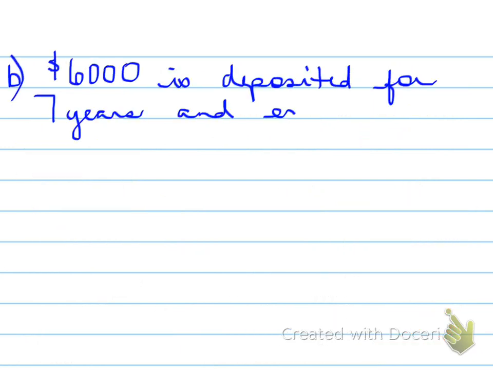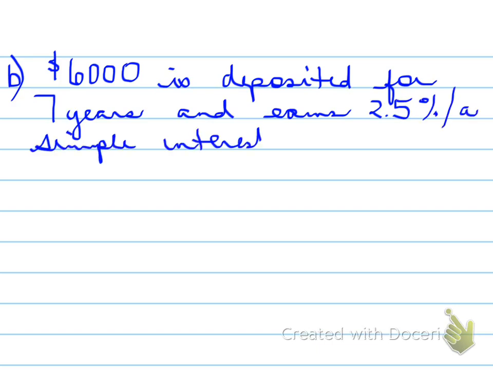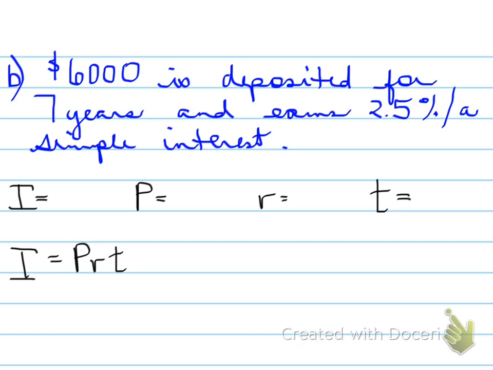All right, let's try another one. Part B, $6,000 is deposited for 7 years and earns 2.5% per annum simple interest. What does that mean? Well, we have a dollar value, so that's our P value. We have 7 years, that's our T value, and 2.5% simple interest means we're going to take 2.5 and divide it by 100. So, we're going to use the I equals PRT formula, because it says simple interest. We don't know what the I is, P is 6,000, R is 2.5 divided by 100, and T is 7. We're going to plug it in.